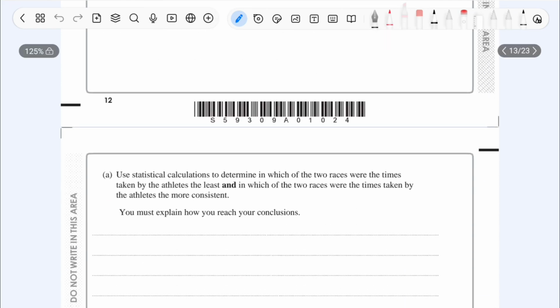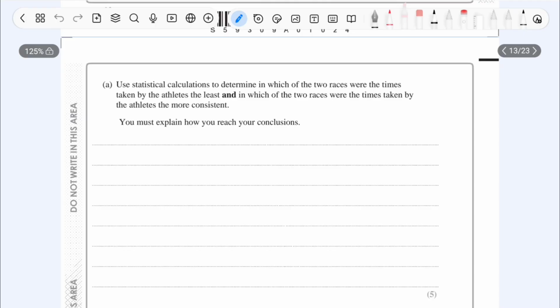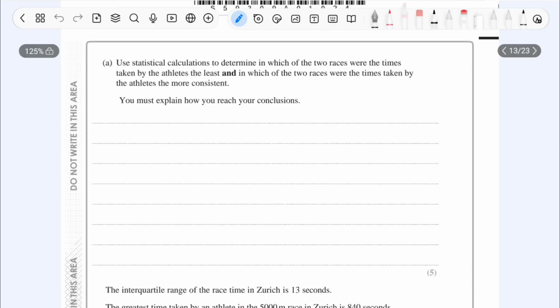So, part A asks us to use statistical calculations to determine in which of the two races the times taken by the athletes were the least, and in which of the two races were the times taken by the athletes more consistent. You must explain how you reach your conclusions. Okay, looking at the first thing, the marks. The number of marks is 5. So we're going to have to make 5 important parts, not 5 points necessarily.